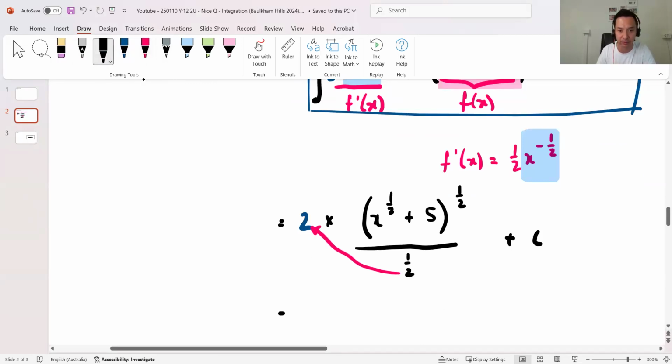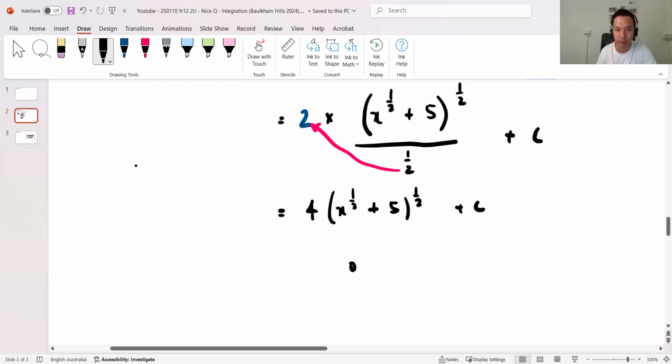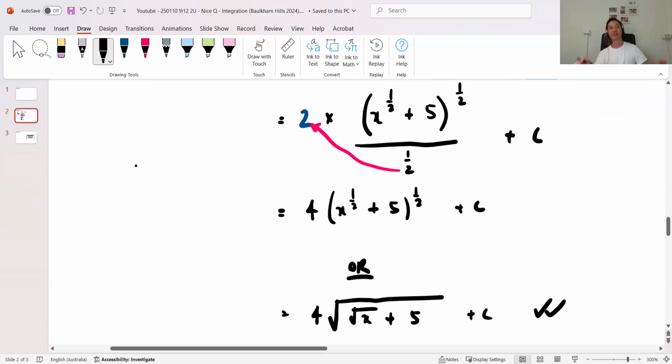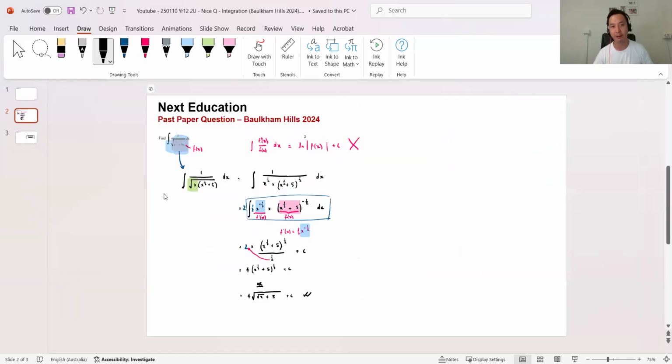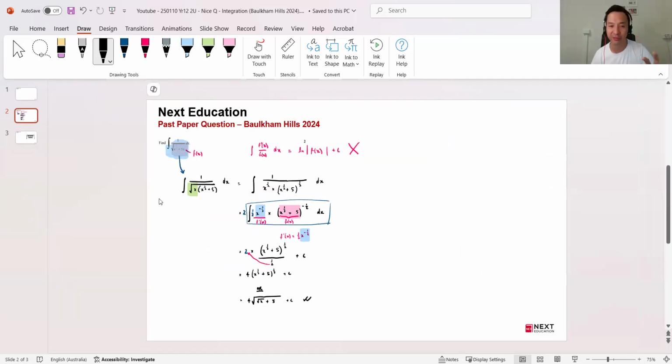Then you get, therefore, 4 times (x to the power of half plus 5) to the power of a half plus c. Or to make it look a bit nicer, 4 root (root x plus 5) if you want to. Very nice question, very quick. Hopefully that was okay. When I saw it, it just felt 4-unit, but in the 2-unit syllabus, that's a hard question and a nice one.